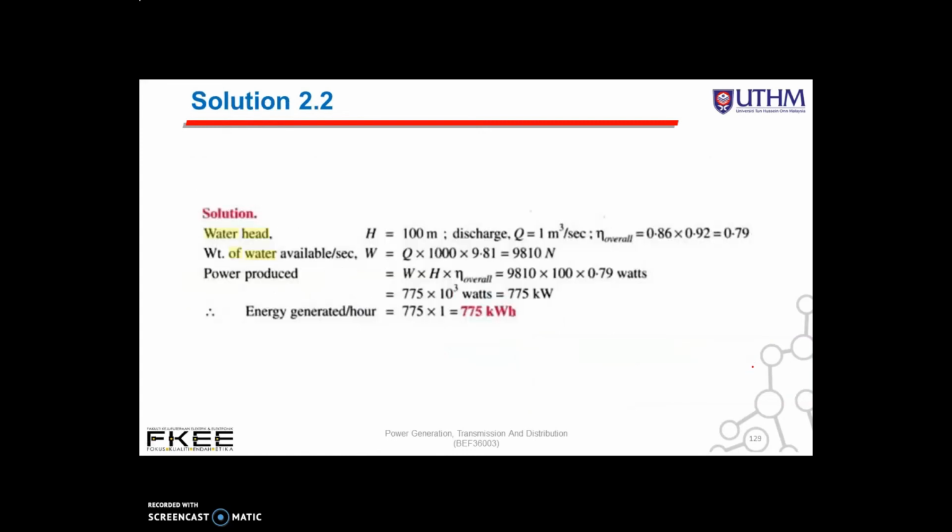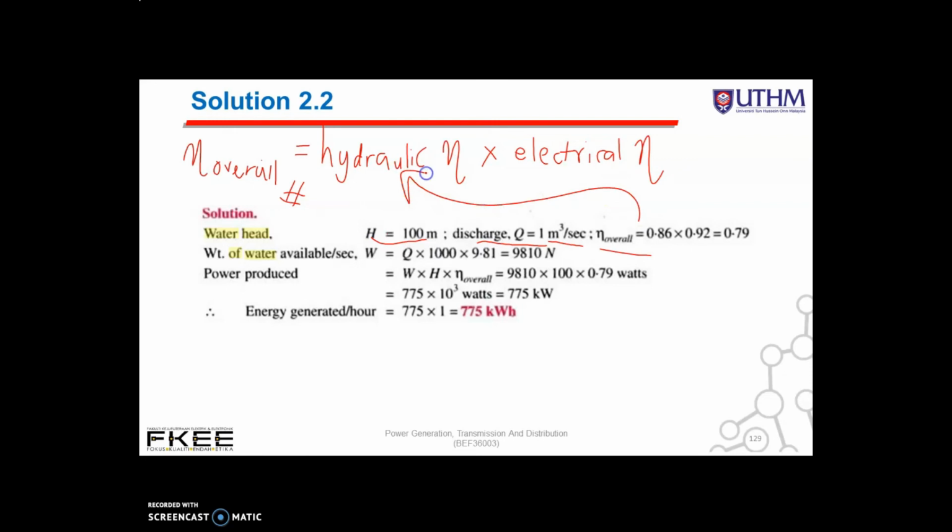So solution first, we know that the head is 100 meters. And then the discharge, or the flow rate of the water, is about 1 meter cube per second. And then we have the overall efficiency. So the overall efficiency is equivalent to the hydraulic efficiency times the electrical efficiency. Then you can get the overall efficiency. So we times 0.86, which is the hydraulic efficiency, and then the electrical efficiency, you get 0.79.